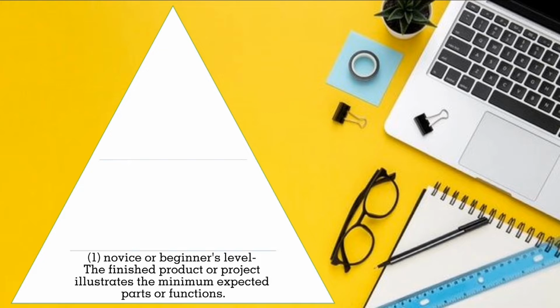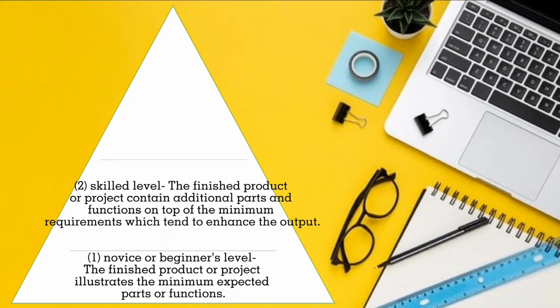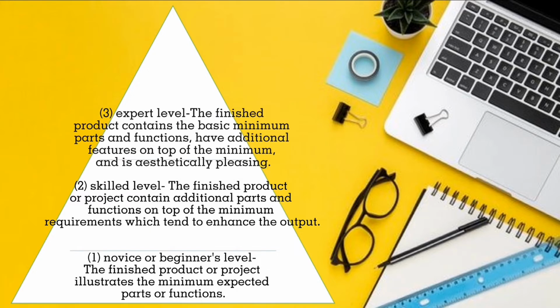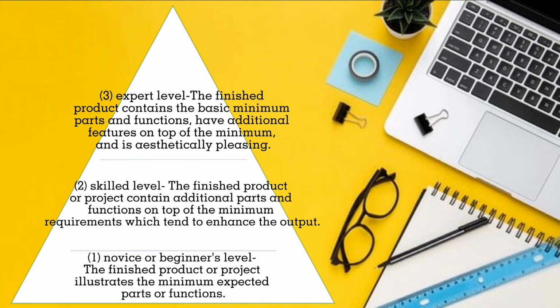The second level is skilled level. The finished product or project contains additional parts and functions on top of the minimum requirements which tend to enhance the output. The third level is expert level. The finished product contains the basic minimum parts and functions, has additional features on top of the minimum, and is aesthetically pleasing.